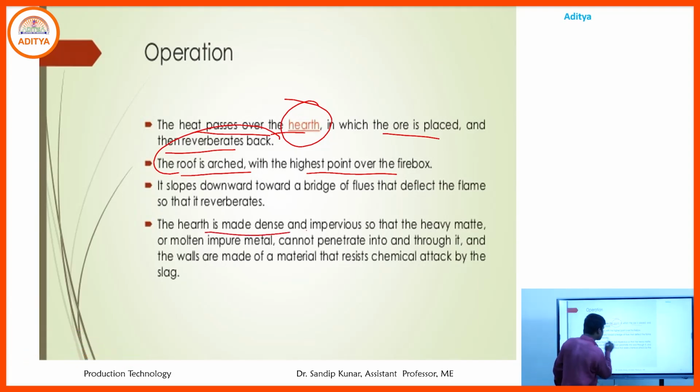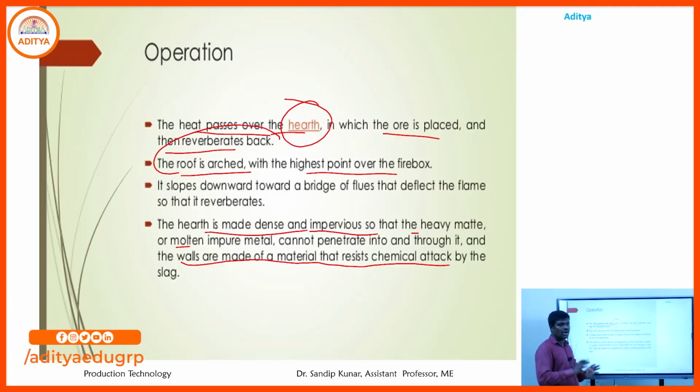The hearth is made of dense, impervious material to hold heavy metal and molten impure metal. The walls are made of material that resists chemical attack. Refractory bricks are used throughout the chamber. That refractory brick does not react with other materials; it resists chemical attack by the slag and does not react easily with pure metals or slag.